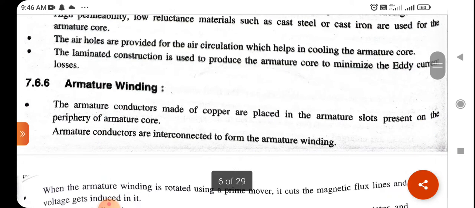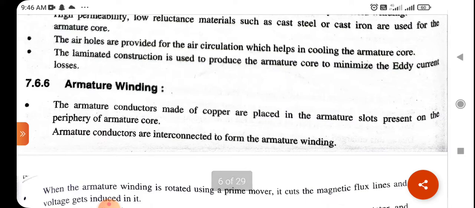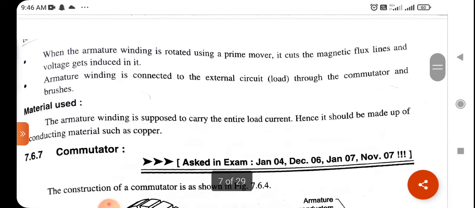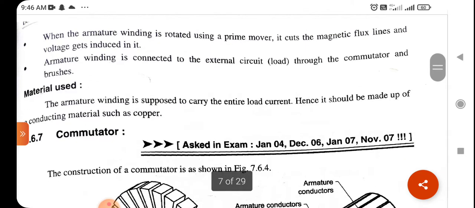So what is the armature winding? The armature conductors, made of copper, are placed in the armature slots present on the periphery of the armature core. The armature conductors are interconnected to form the armature winding. As we know, we can also use some current carrying conductor between the armature teeth, or we can also use winding for this. Material used: the armature winding is supposed to carry the entire load current, hence it should be made of conducting material such as copper.